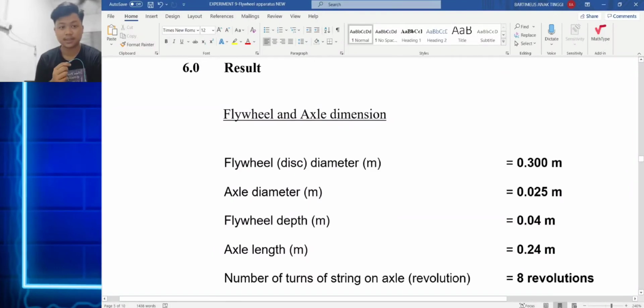Hello and selamat sejahtera, and today I will explain about experiment D2, which is flywheel apparatus.